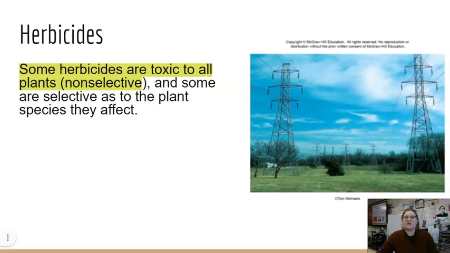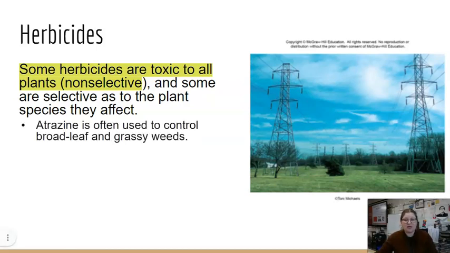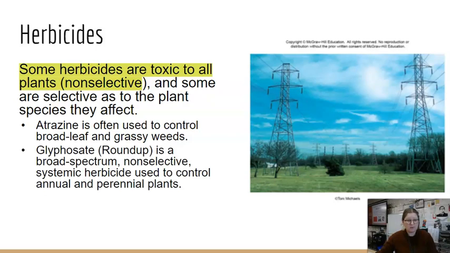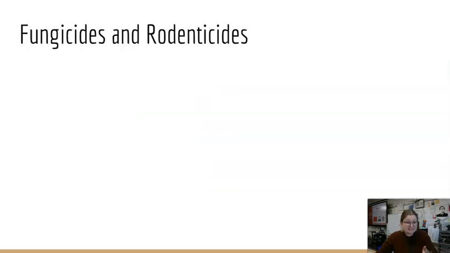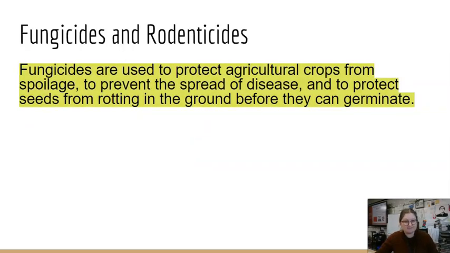There are some herbicides that are toxic to all plants, so they're non-selective. They'll kill anything. And there are some that are selective to the plant species that they affect. So atrazine is often used to control broadleaf and grassy weeds, so pretty broad. Glyphosate, aka Roundup, if you go into any Home Depot or Lowe's, Roundup is one of the main herbicides that you'll see. Roundup is a broad-spectrum, non-selective, systemic herbicide used to control annual and perennial plants. So most plants, Roundup will affect them. There are GMOs created specifically to be resistant to Roundup so that they can spray it all they want.